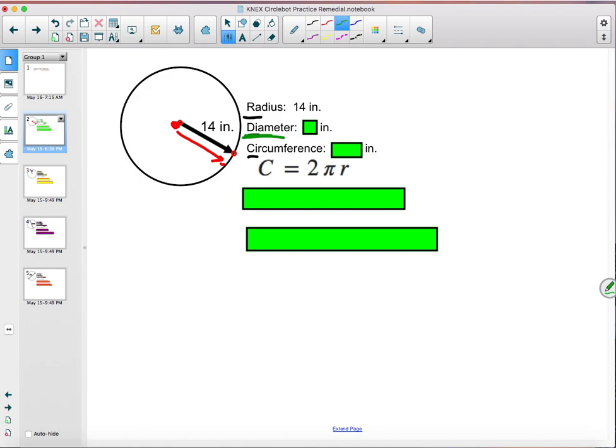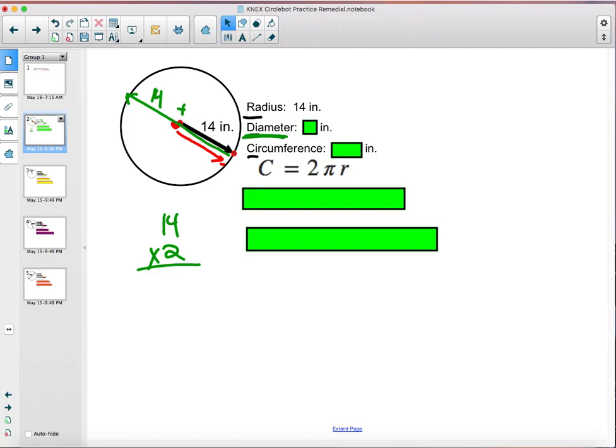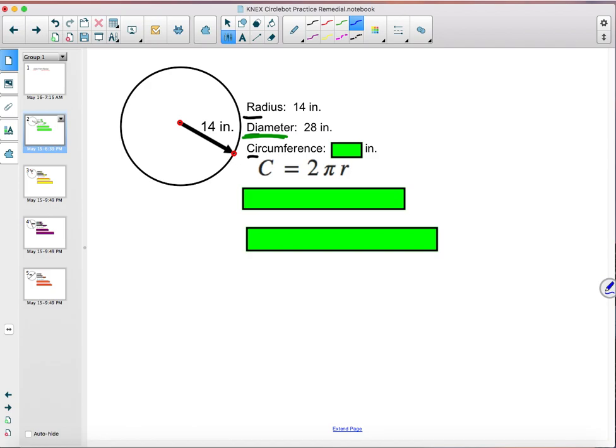Remember, the diameter is all the way across through the center line of a circle. It's a chord that goes through the center of a circle. And so in order to get the diameter's distance, you simply have to double the radius. You can simply take 14, multiply it by 2, and then you would get a diameter of 28. So that's one way of finding the diameter of a circle.